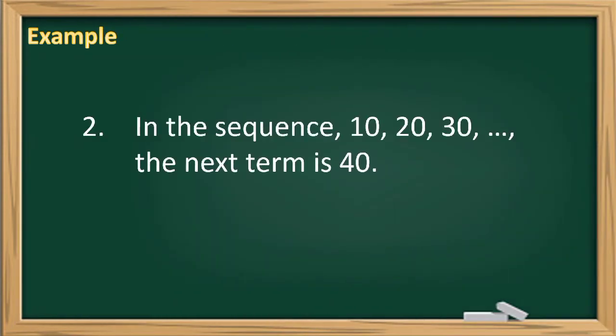Next, we have, in the sequence 10, 20, 30, the next term is 40. Again, inductive reasoning allows you to make a general rule from a specific example. Like in number 2, you are given a sequence whose first 3 terms are 10, 20, and 30. From this example, you may conclude that the numbers in the sequence are multiples of 10. Therefore, you can conclude that the next term is 40.